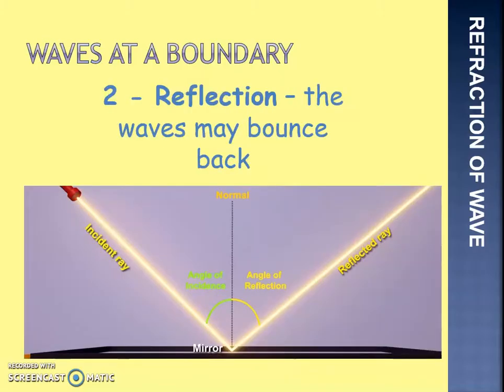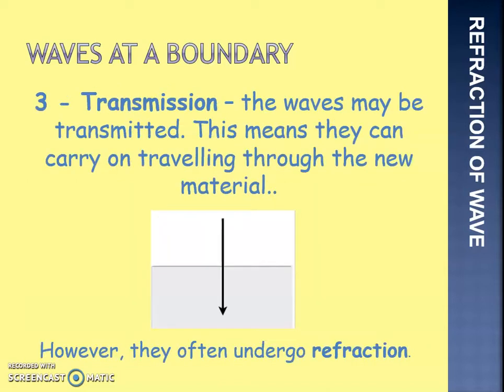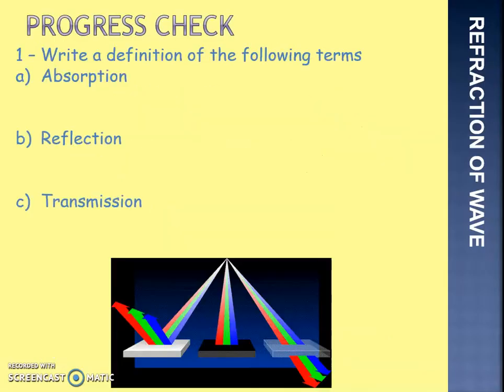The second thing that could happen is reflection. The waves may just bounce back once they encounter this new medium, so they'd hit that and all bounce straight back. The third thing that could happen is transmission. The waves might be transmitted, and that means they can carry on travelling through the new material. If the wave hits it at a right angle, just like there, bang on, it will carry on going through it without deviating. But if it hits it at an angle, it will undergo what's referred to as refraction.